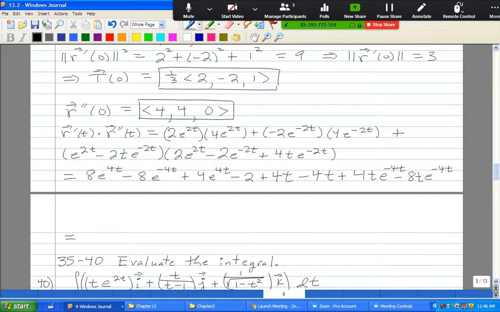Okay, so, oops, those don't cancel, but these combine. So the 8 e to the 4t and the 4 e to the 4t is a 12 e to the 4t. And that's it. Okay, so minus 8e to the minus 4t. So those combined. Minus 2. The 4t's cancel. I can combine these last two terms. 4 minus 8 gives me a minus 4t e to the minus 4t. And that is your answer.